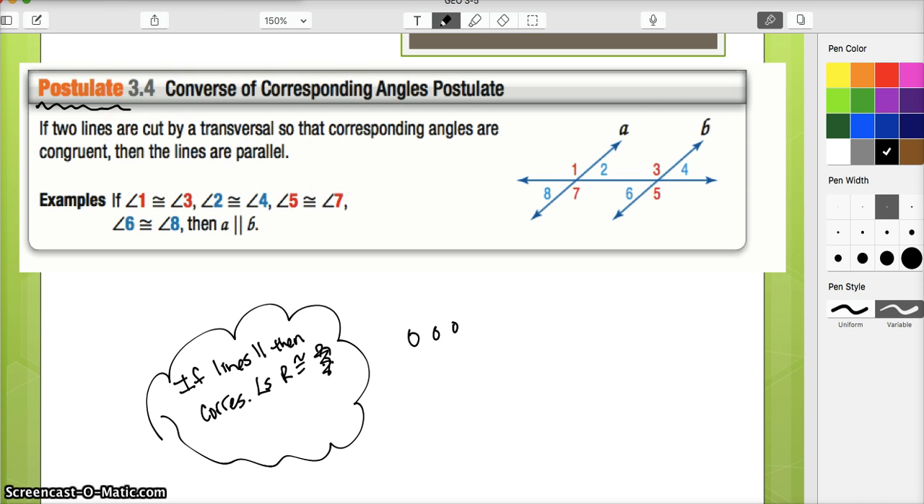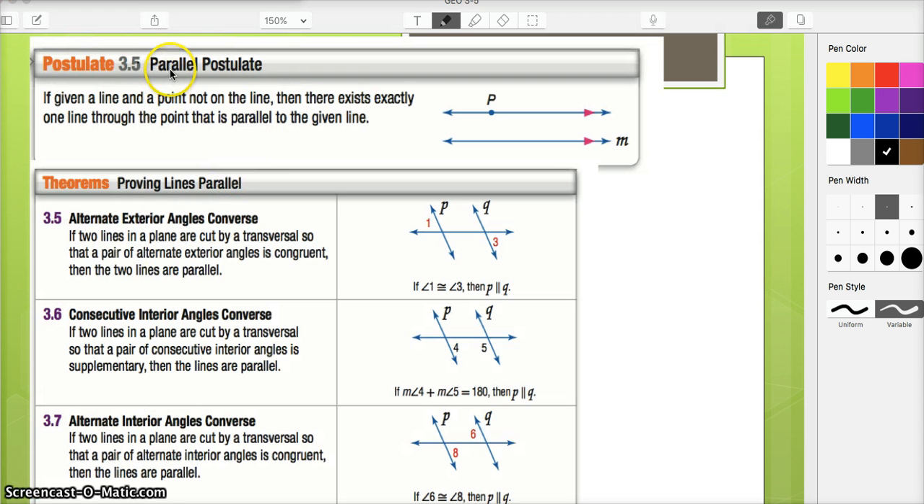Let's go on to some other concepts that will help us prove lines parallel. Here's another postulate called the parallel postulate. It states that if given a line and a point not on the line, then there exists exactly one line through the point that is parallel to the given line. So you're given a line and some random point not on the line. This postulate assures us that there exists some other line that I could draw that will go through that point that is parallel to the line we started off with. Seems reasonable. Let's go on to some theorems.